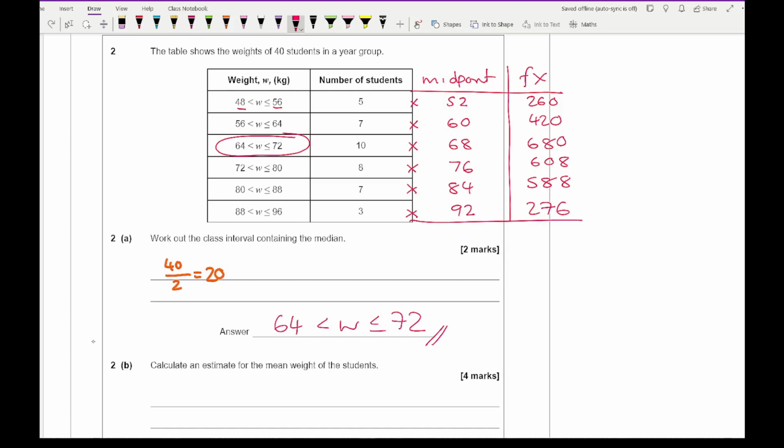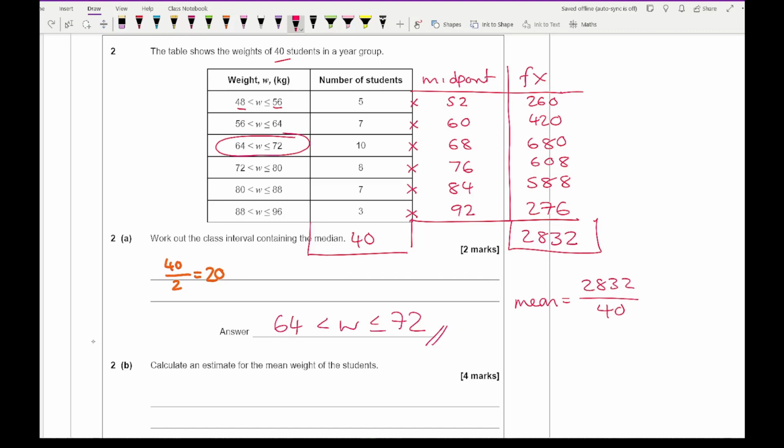So then all that's left for me to do is work out the total frequency and the total FX. Now I know that the total frequency is 40. So all I need to do is add up all the values in my FX column. So I've got 260 plus 420 plus 680 plus 608 plus 588 plus 276. And that gives me a total of 2832. So then the estimated mean is going to be 2832 divided by 40.